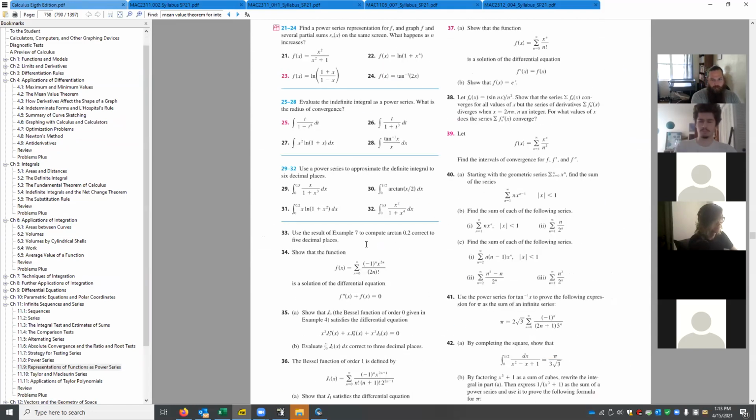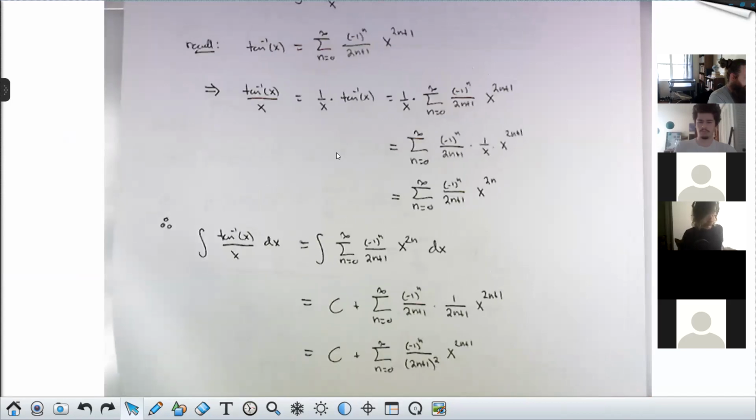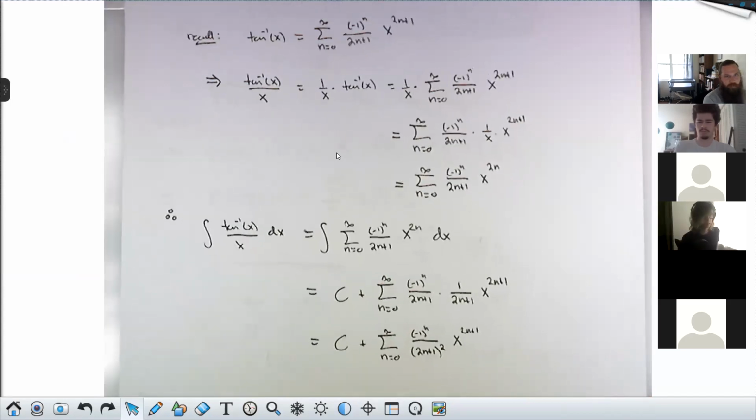We could do 3132. Definite integrals are fun, but they require a little bit more futzing about. Let's look at number 27. This is about the level we're working on right now. X squared times the natural log of 1 plus x. There's questions on this.